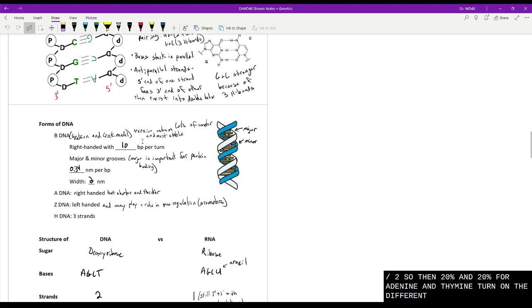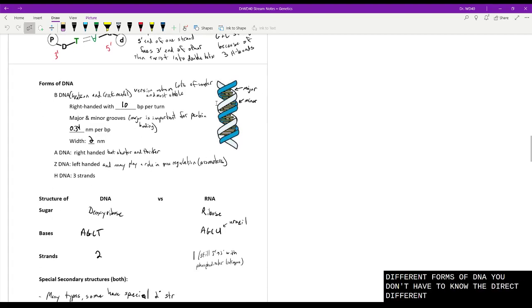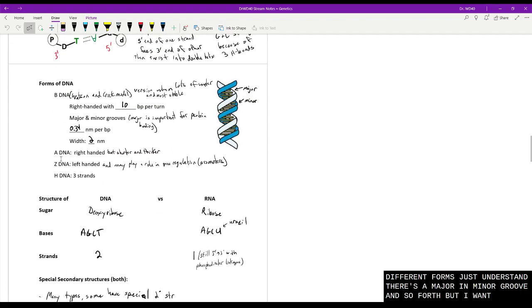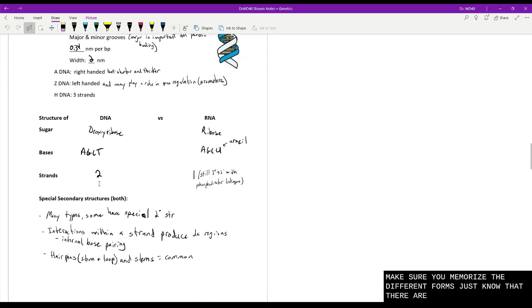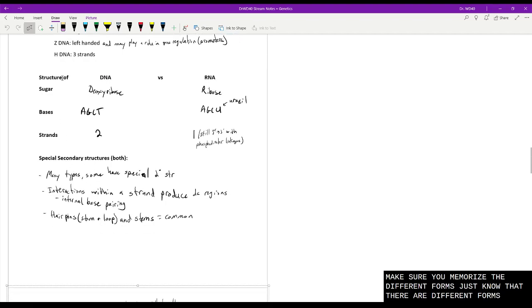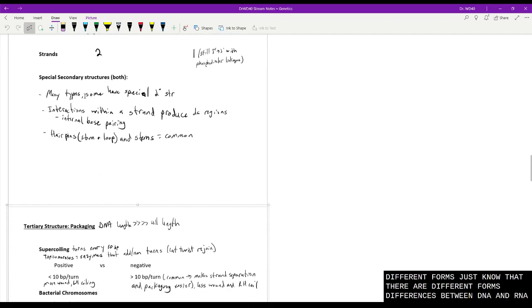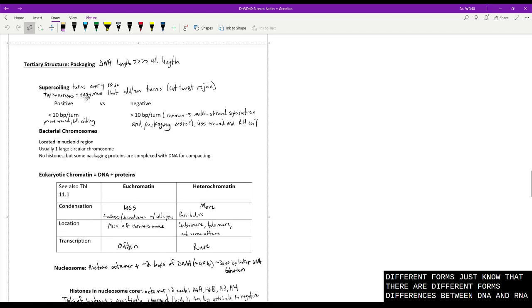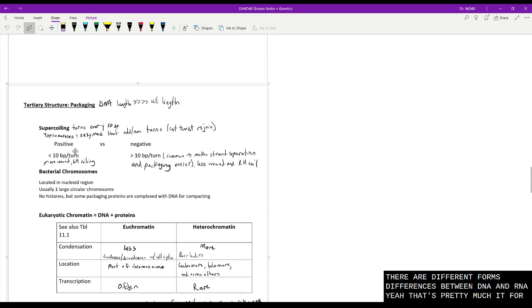So then the different forms of DNA, you don't have to know the specific different forms. Just understand there's a major and minor groove and so forth. But I won't ask you to memorize the different forms. Just know that there are different forms. Differences between DNA and RNA. And yeah, that's pretty much it for that.